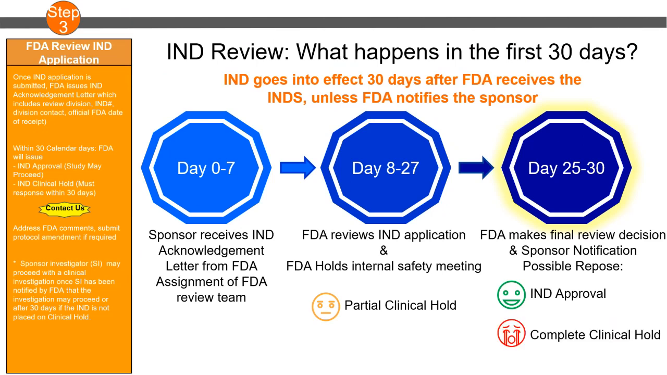Complete clinical hold is when concerns and issues are not satisfactorily addressed. FDA will notify the sponsor investigator as soon as possible after making that determination. It's usually by telephone on or before day 30 after the submission of the IND to not initiate the trial. Sponsor investigator, that is a SI, may proceed with a clinical investigation once the SI has been notified by FDA that the investigation may proceed, or after 30 days if the IND is not placed on clinical hold.